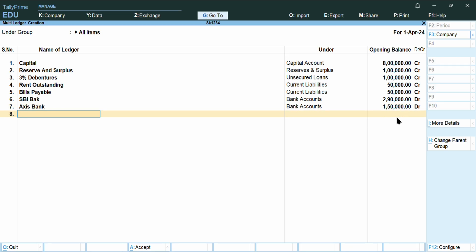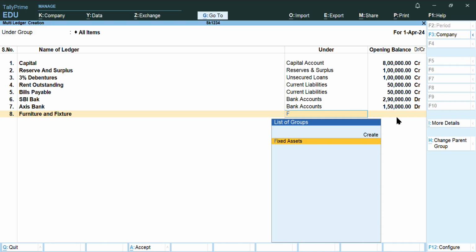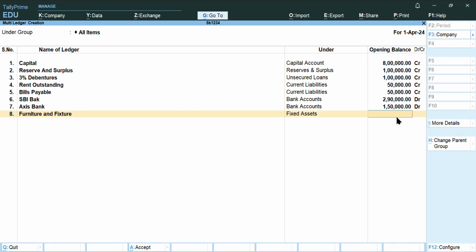Then the next account was furniture and fixture. And its category is going to be fixed assets. And the amount is 5 lakh.